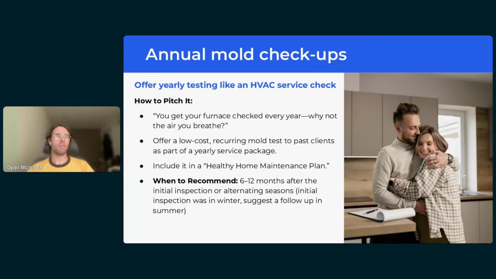I'm in the city of Chicago. We have all 4 seasons, extreme heat, extreme cold, extreme humidity, all of it. So when you assess a home in December, it might not have the same situation as it would in August.